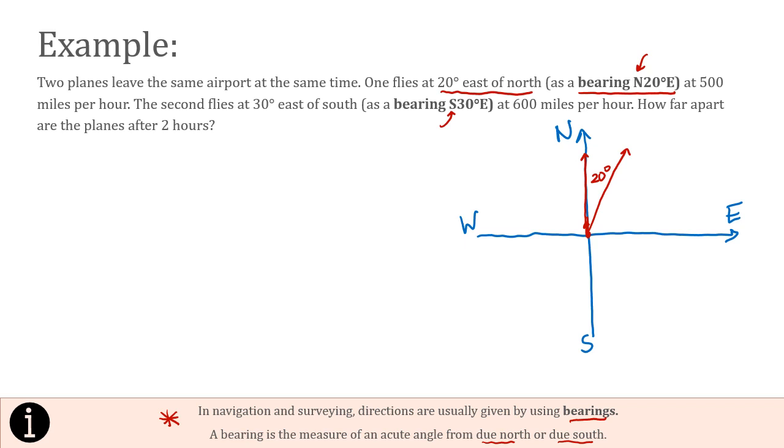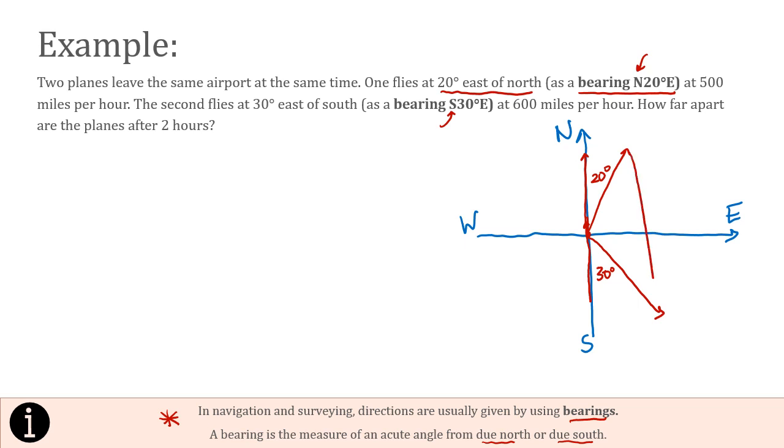And then the second one is starting also from the origin, but this time we're going to head directly south, and then go 30 degrees east. So a little bit steeper, 30 degrees east. And these are not drawn to scale. We're just trying to get a feel for it. And the question is, how far apart are the planes after 2 hours?